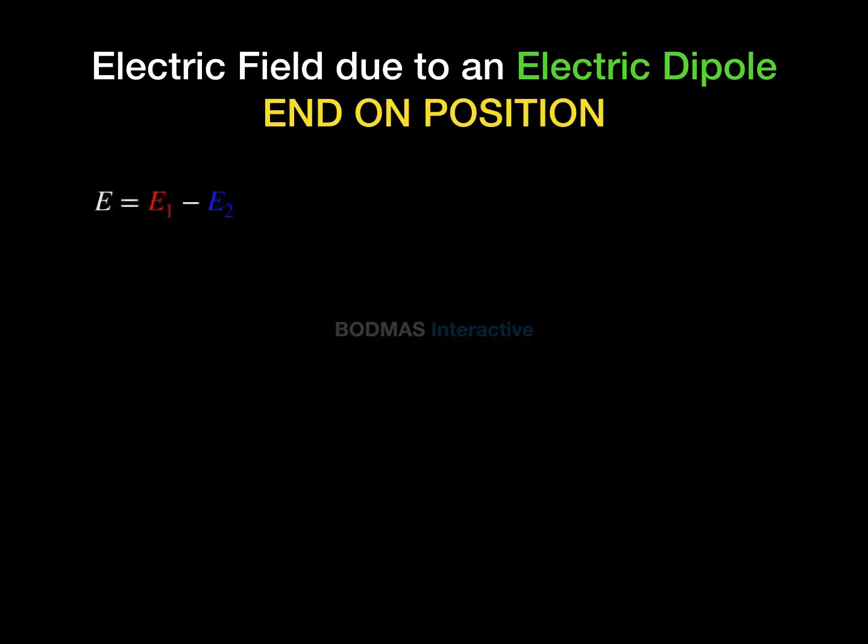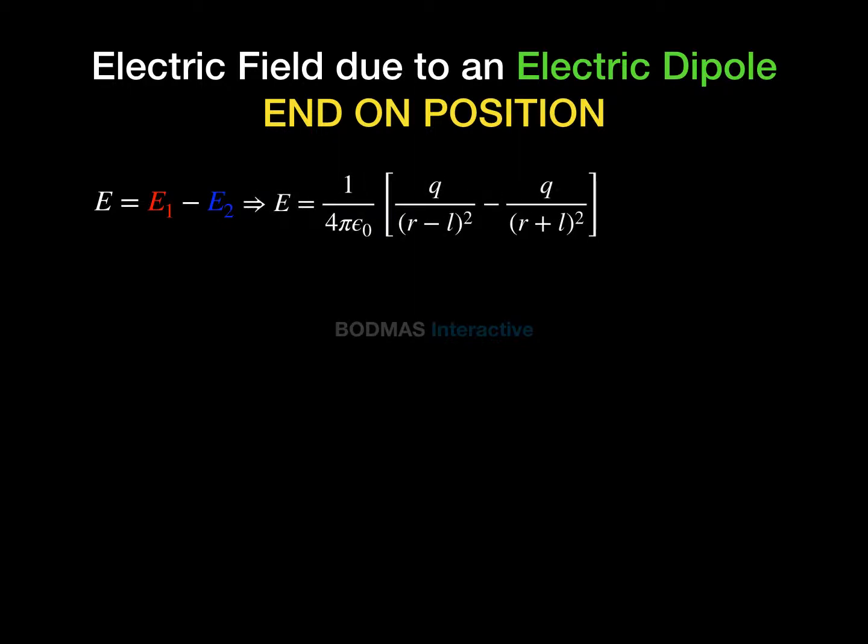So now net electric field at the point P is given by E1 minus E2, because E1 will be greater than E2, because distance of P from the positive charge is smaller as compared to the negative charge. Therefore, electric field due to positive charge is greater. So we are calculating the net electric field here, that is E is equal to E1 minus E2.